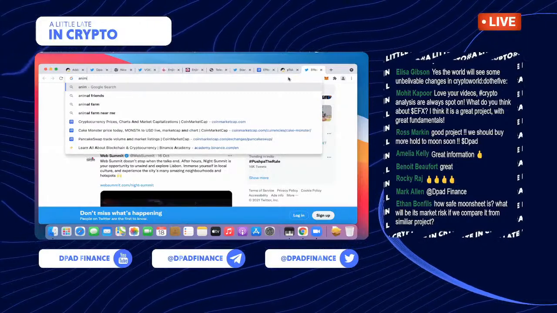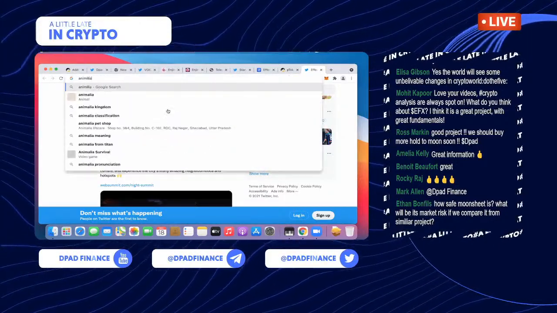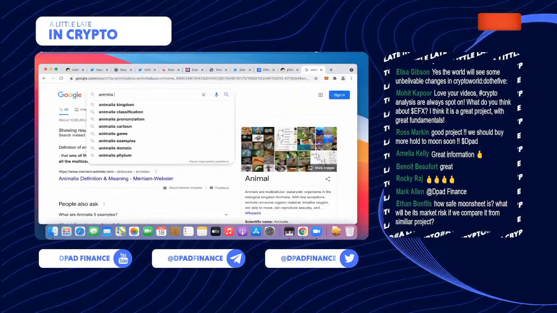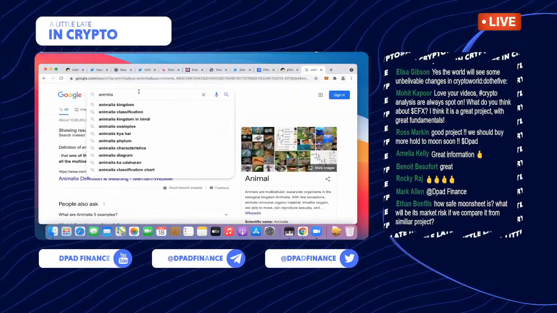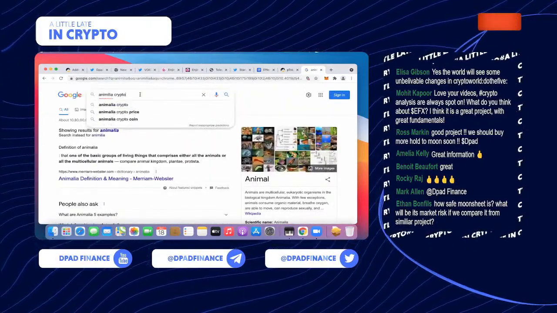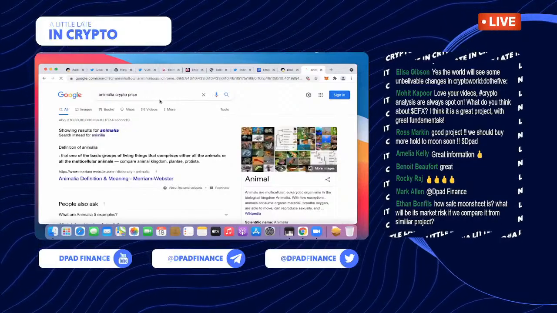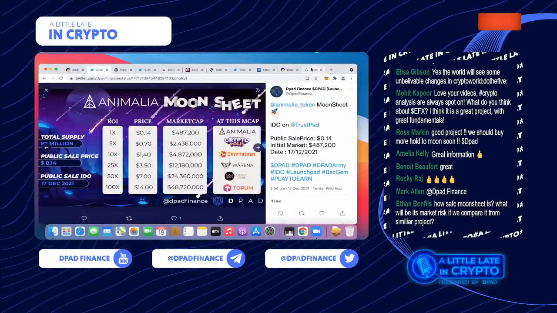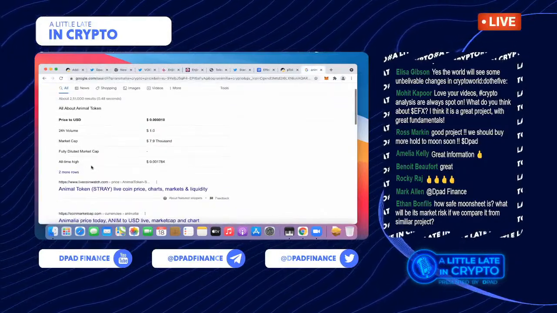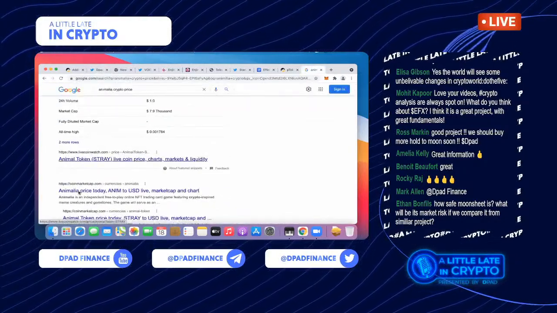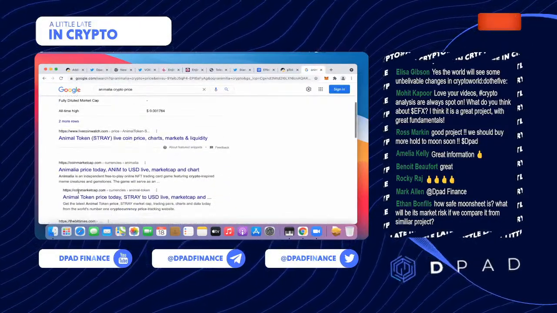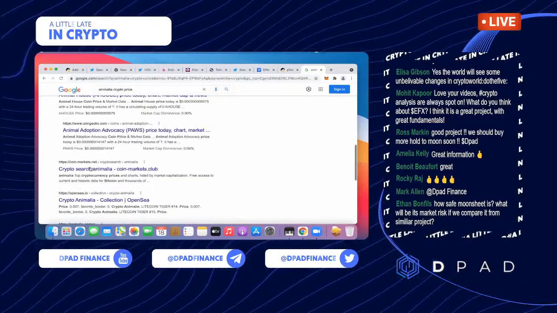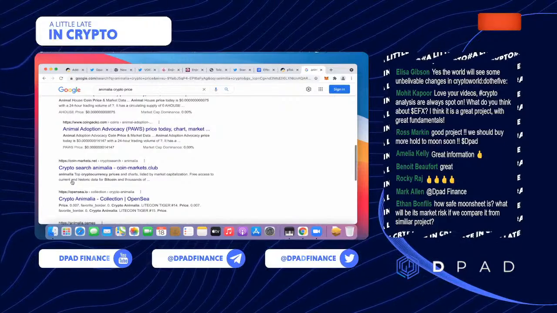So let me check the Animalia website first. So Animalia crypto, maybe sometimes we need to search. So realistic expectations is what Dpad is committed to, and educating you guys on how to make the best investment decisions for yourselves, because they are all personal decisions. So looking at Moonsheets, I think this is the realistic project.